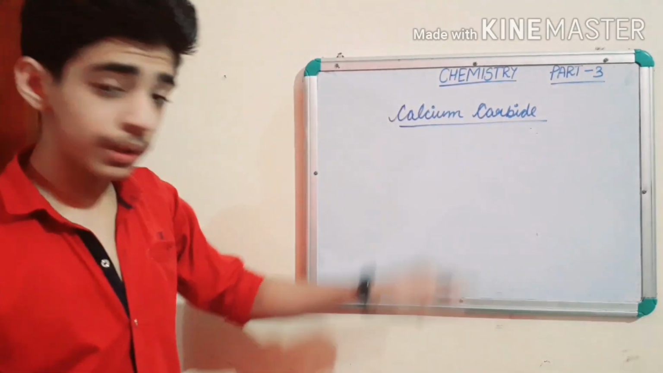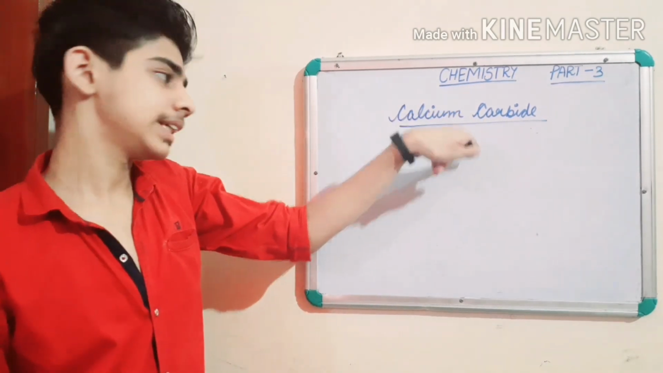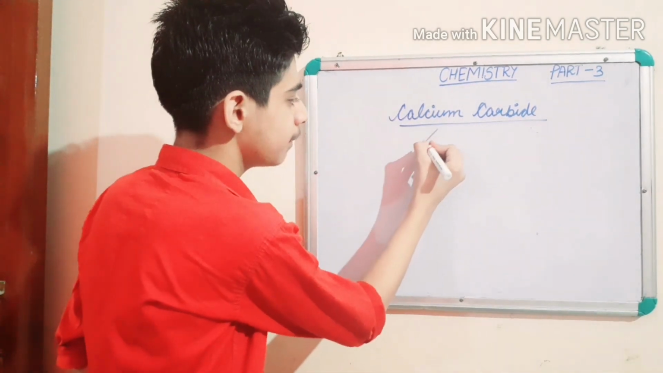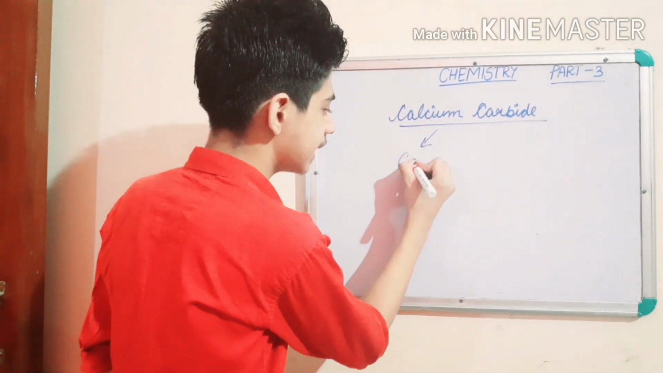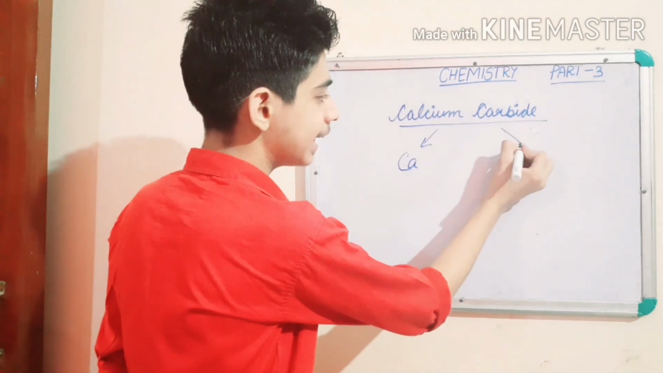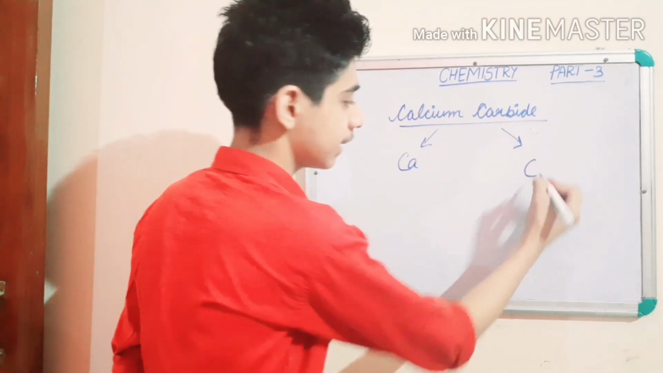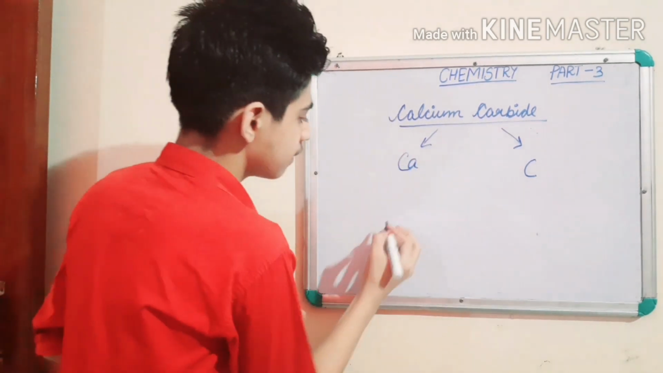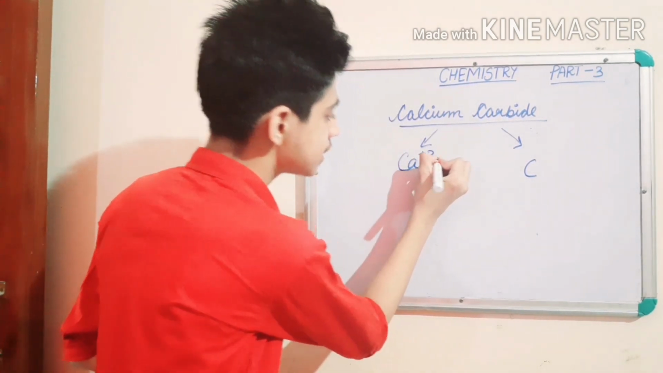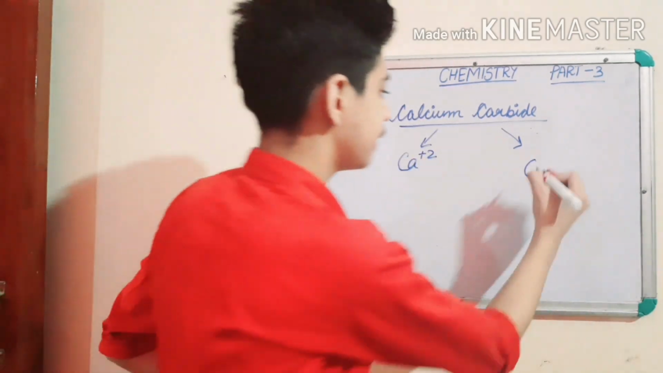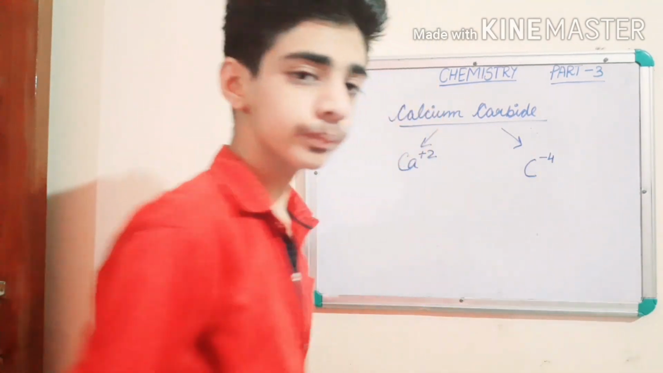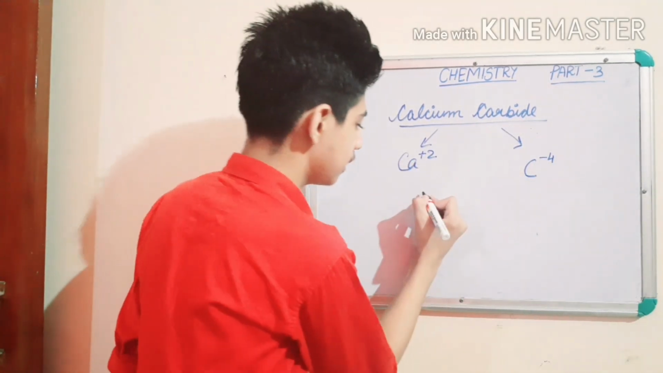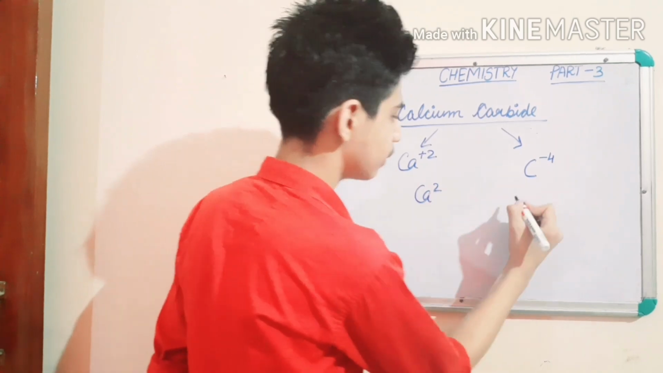So guys, one more example because it is a very important example. Calcium carbide. Calcium, the positive radical, on the left side. Carbide, the negative radical, on the right side. The second step is valency. Valency of calcium plus 2. Valency of carbide minus 4. Okay. Now see. What was the third step? Ignore the signs. So write it like this only.